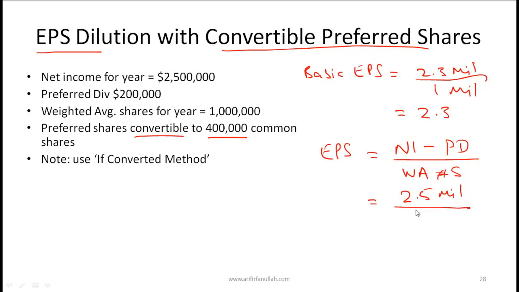What happens to the weighted average number of shares? It goes up. Initially we had 1 million, plus if the preferred shares were to be converted, we will have 0.4 million new common shares. So our new EPS would be 2.5 million divided by 1.4 million, which is equal to 1.78. Notice that there has been a dilution in the EPS. Dilution means that EPS has gone down. So basic EPS was 2.3, and now the diluted EPS is equal to 1.78. So whenever the EPS goes down using the if converted method, we also need to analyze the diluted EPS number.